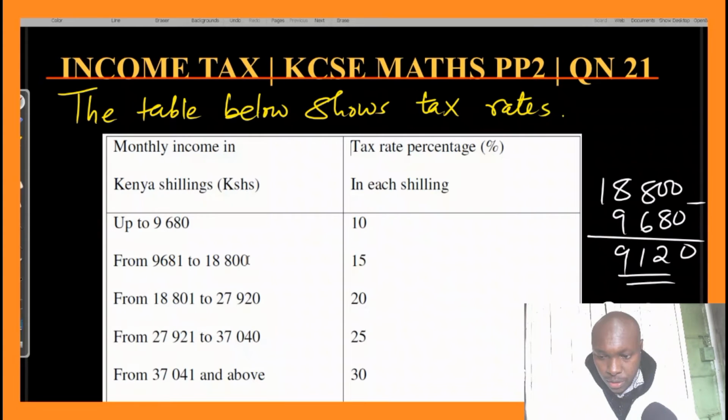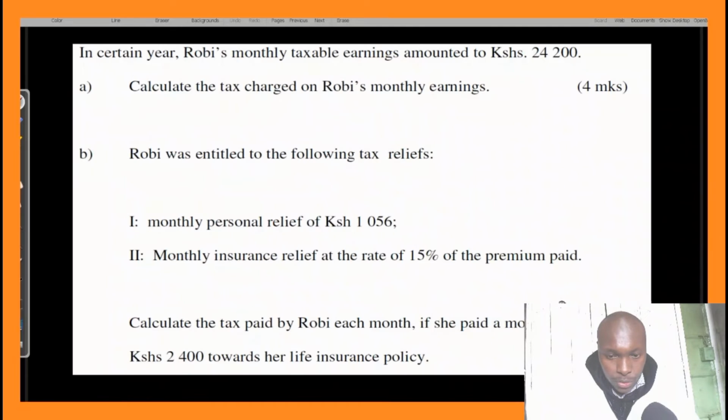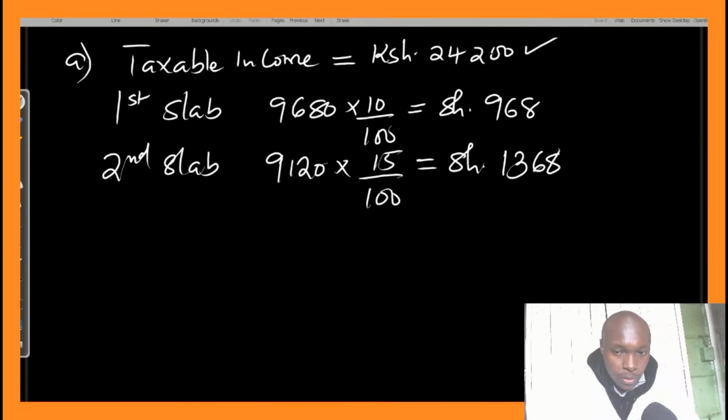Now when you go to the other slab, we get the difference in that slab. So 27,920, I'm in the third slab, then subtract 18,800. You can see it is still uniform, it is 9,120, but we cannot go beyond. If we tax 9,120, you notice that we have gone beyond. Look at the first slab, we have taxed 9,680. The second slab is 9,120. Then if you add the third slab, the full amount, it will go beyond 24,200.